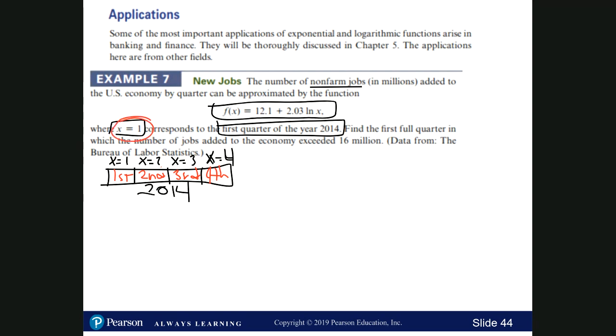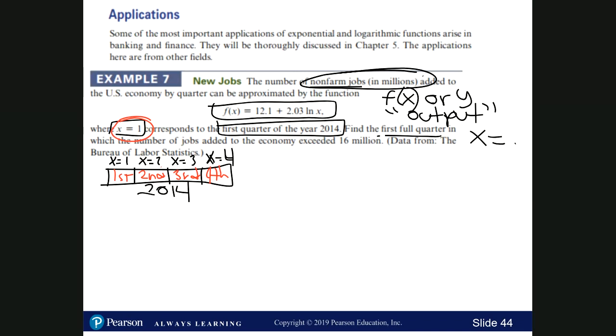Now the output, the function value, or the y value, remember those two, we use them for the same purpose to represent the output. It's going to be giving us the number of non-farm jobs in millions. So now let's read the question. Find the first full quarter. So in this case, we're looking for x. We're not looking for y, we're looking for x, in which the number of jobs added to the economy exceeded 16 million. So we want that to be more than 16 million.